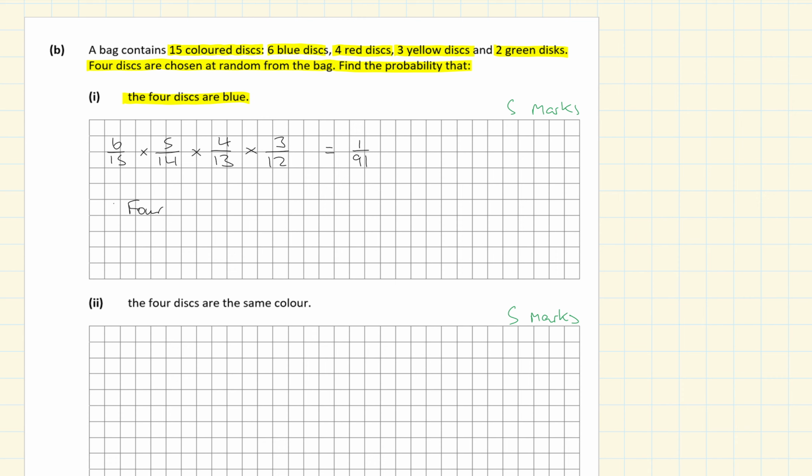So the probability of 4 blue will equal 1 over 91. Okay, part 2 then. The probability that the 4 discs are the same colour. So our conditions for that means it can't be green because we only have 2. It can't be yellow, we only have 3 of them.